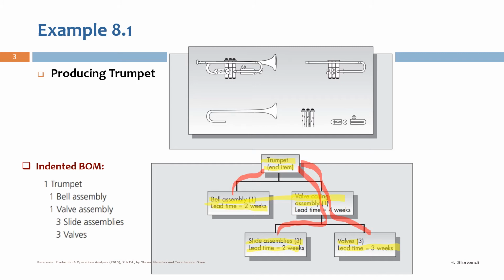In branch 1, as you see here, we have 2 weeks as our lead time. In branch 2, we have 2 weeks here, 4 weeks here, so it will be 6 weeks for the second branch. And we have 3 weeks here and 4 weeks there, so the lead time for branch 3 will be 7 weeks. So the maximum will determine the lead time of producing the end item. So in this case, it's 7 weeks. So the lead time of producing one trumpet is 7 weeks.